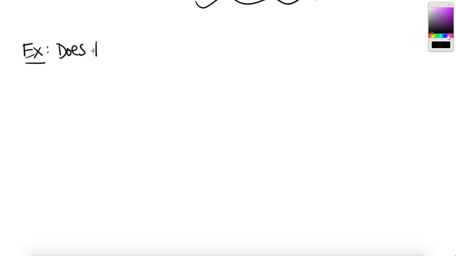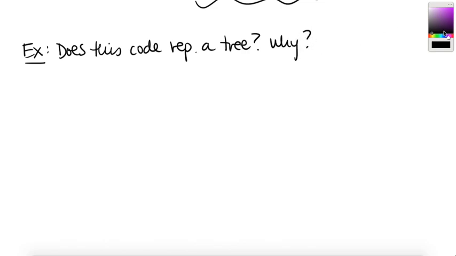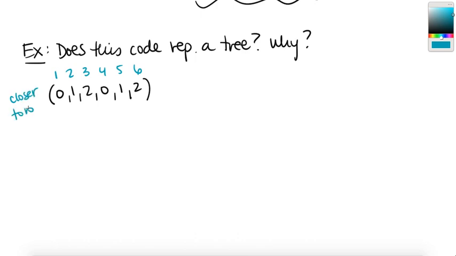So does this code represent a tree? And we want to justify why or why not. Let's have 0, 1, 2, 0, 1, 2. This would be a different number of vertices, so 1, 2, 3, 4, 5, 6. You line it up. This would be closer to the root.